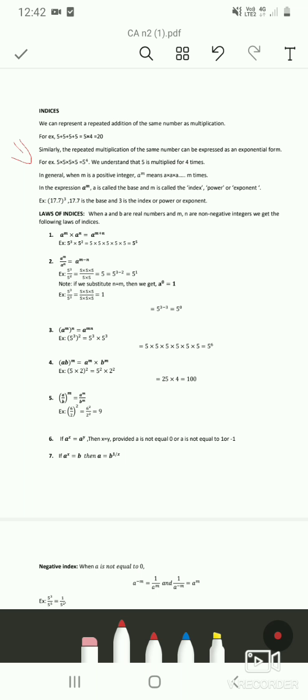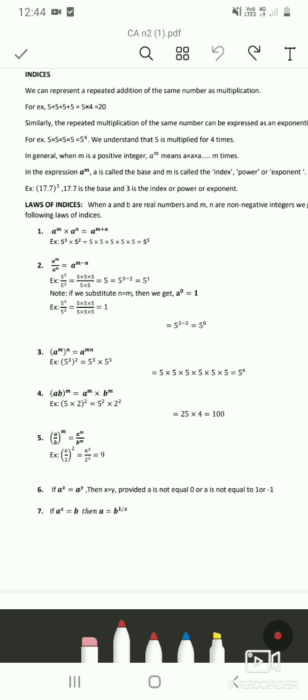Here 5 is multiplied 4 times, so you can easily write it, but when you have to multiply 5 ten times, writing 5 into 5 into 5 up to 10 times each and every time will be difficult. So using indices we can write it as 5 raised to 10. Basically indices is a shorthand way of writing multiplication of the same number. By this example we understand that 5 is multiplied 4 times.